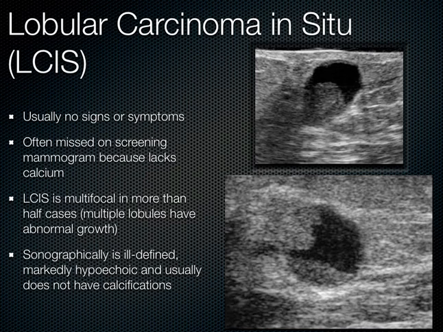Now, when you move on to the lobular component of these cancers, you get lobular carcinoma in situ, and there's usually no symptoms, and it's often missed on a screening mammogram because there's no calcium in these lesions, and it's multifocal in more than half the cases, and you see these multiple lobules with these abnormal growth patterns to them. Sonographically, you basically get this sort of ill-defined hypoechoic area, usually again no calcifications, and these are the kind of lesions that come up on ultrasound that you see when you look around for this kind of thing.